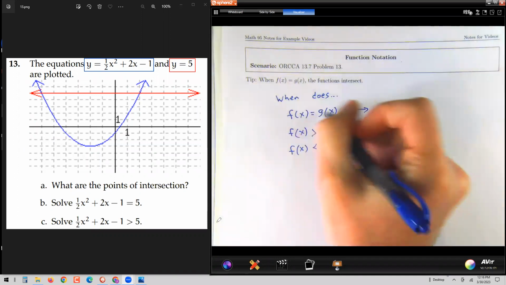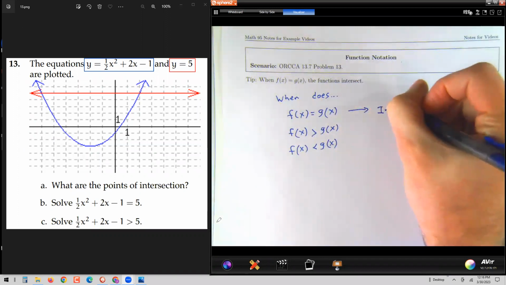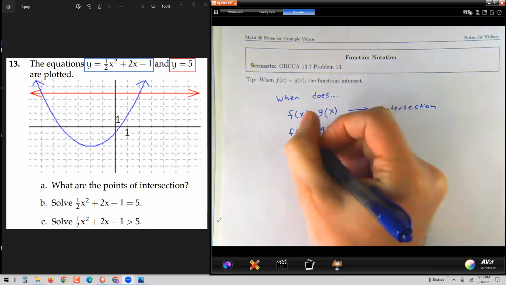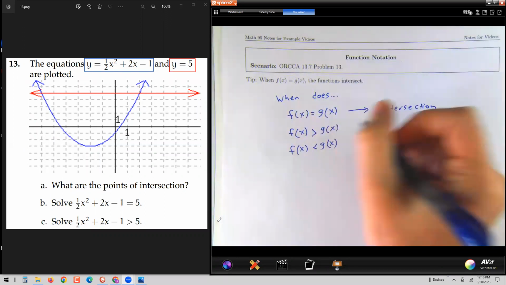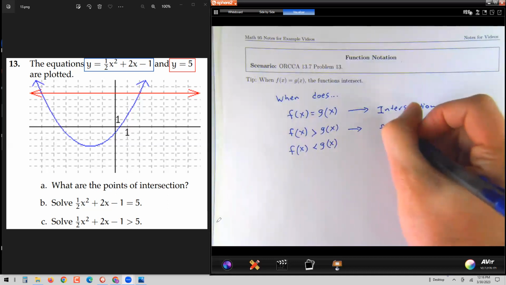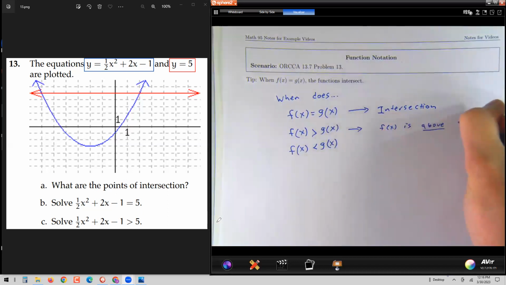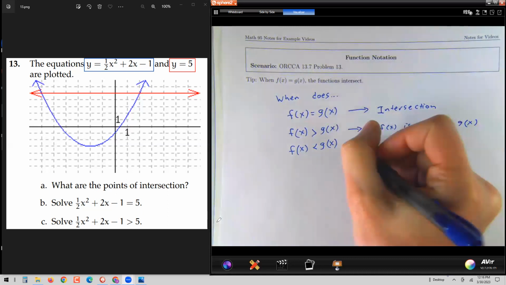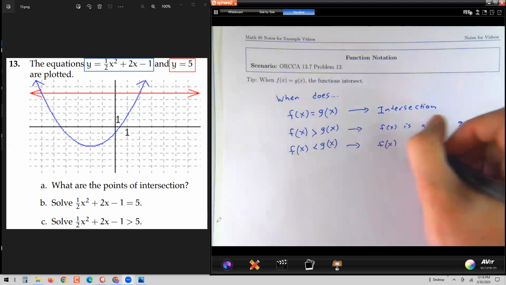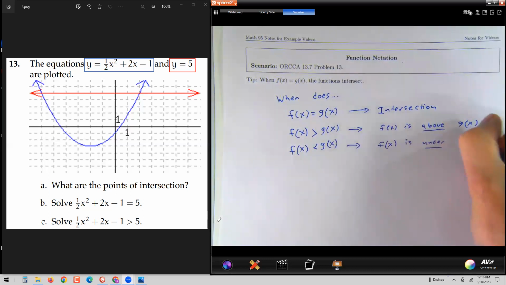So if you have two functions equaling each other, this is where they meet. This is the point of intersection. If you have one function f greater than g, this is where the function f of x is above g of x. And if you have it less, this is telling you where the function is underneath or below g of x.